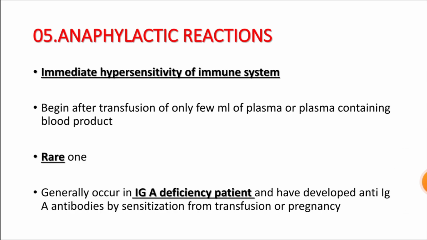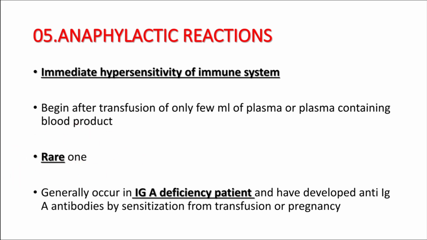Now the fifth transfusion reaction is anaphylactic reaction. The name itself suggests that it is an anaphylactic reaction, which is a very severe form of allergy. This also occurs because of plasma transfusion, but the cause is different. This is the immediate hypersensitivity reaction of your immune system. It is a type 1 hypersensitivity. It's a dangerous allergic reaction. It will occur immediately after giving a few ml of plasma or a plasma-containing blood product, and it is a very rare side effect.